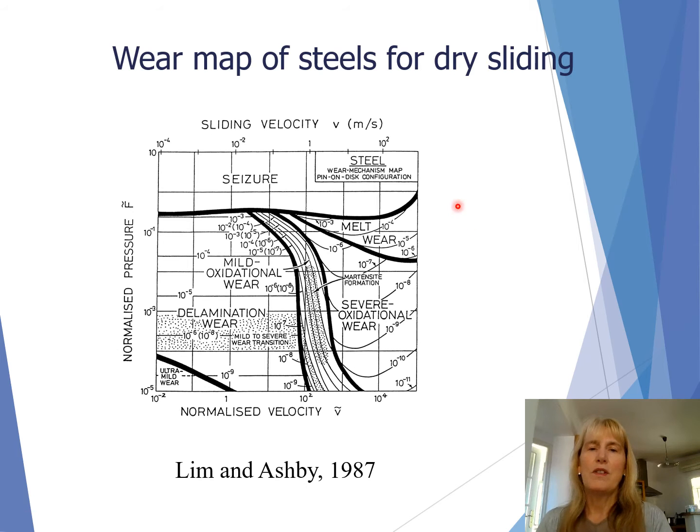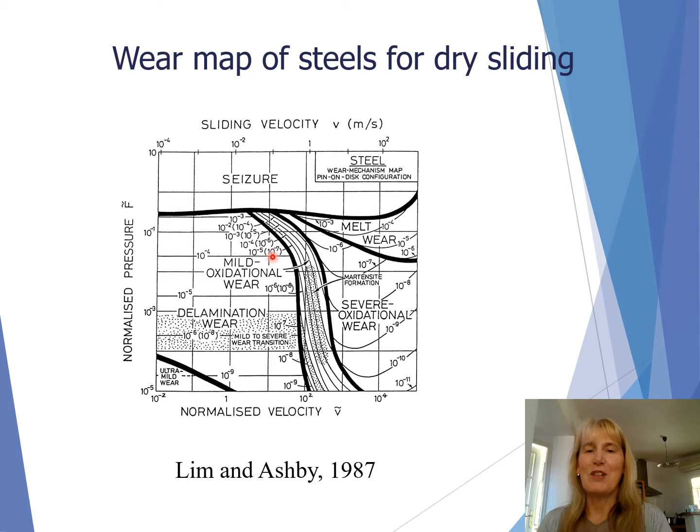So this is the first wear map that was generated, which included a mathematical model and a collation of experimental results developed by Professor Sean Lim. Now he's Professor Sean Lim at the University of Singapore. He was working with Professor Michael Ashby at the University of Cambridge in the UK. The main thing about the map, this is normalized pressure and velocity, is that as we change the variables, we change the erosion or the wear regimes.